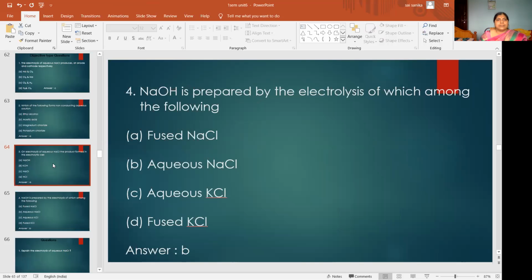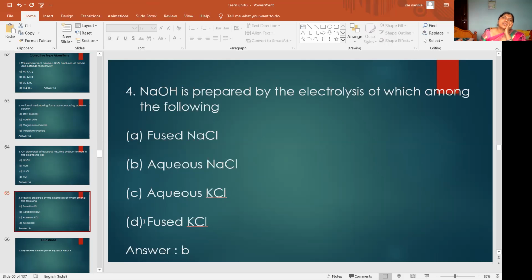The next question. NaOH is prepared by the electrolysis of which among the following? By doing the electrolysis of one of these, the solution will give NaOH. A fused NaCl, B aqueous NaCl, C aqueous KCl, D fused KCl. He is asking about NaOH products, which means you can omit the KCl options.